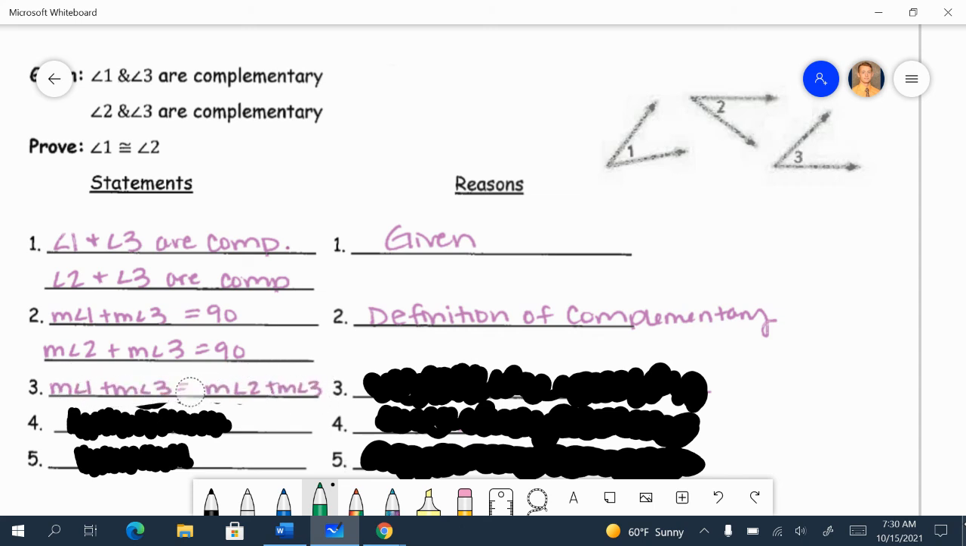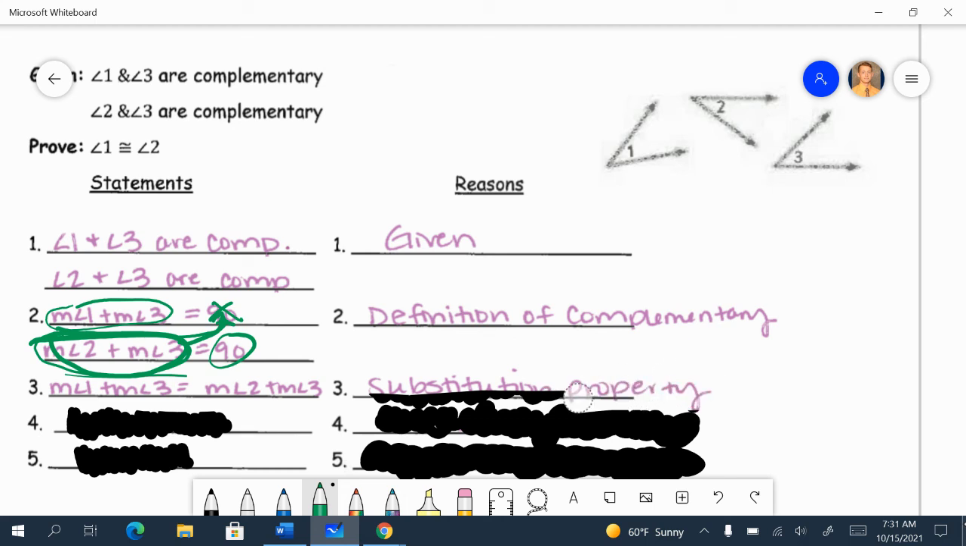Now, how can we say that? Well, because if this is equal to 90, we could take this and plug it in for that 90. We would plug it in for that one spot, and then we would have measure of angle 1 plus measure of angle 3 equals measure of angle 2 plus measure of angle 3. We're basically taking this piece and plugging it in or replacing it, and in geometry, we're going to call that substitution property.